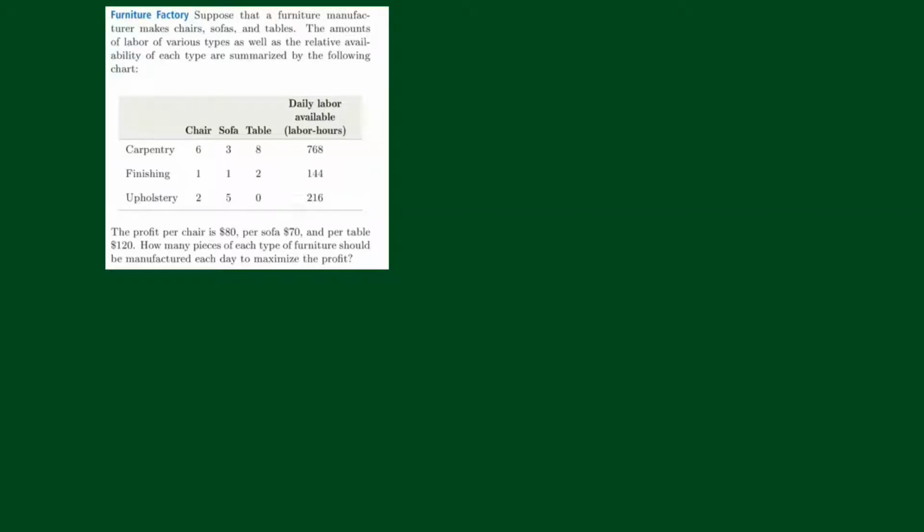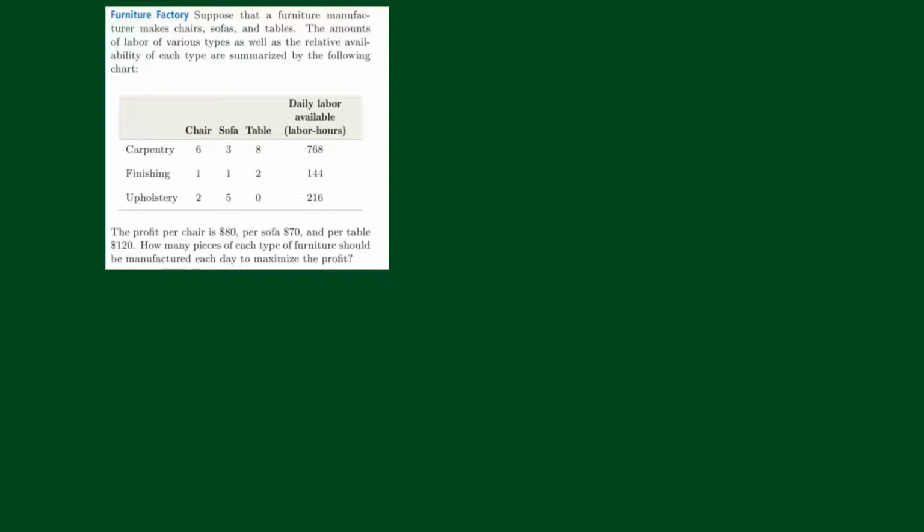You can't help but notice in number 17 that it looks like most of the work is done for us, or a lot of it's done for us already. So here's what's going on here. A furniture manufacturer builds chairs, sofas, and tables. And then the amounts of labor of various types, as well as relative availability, is given in the table. So it looks like these are our categories.